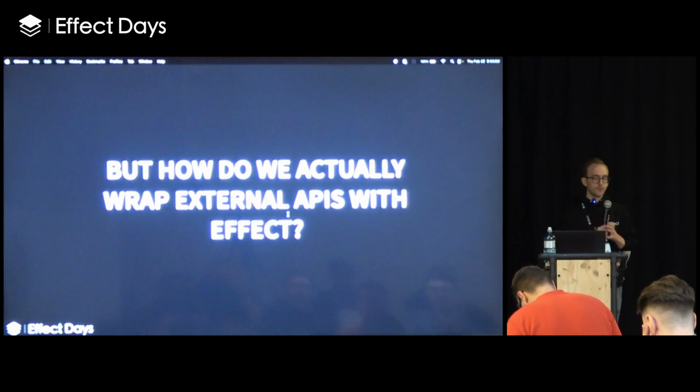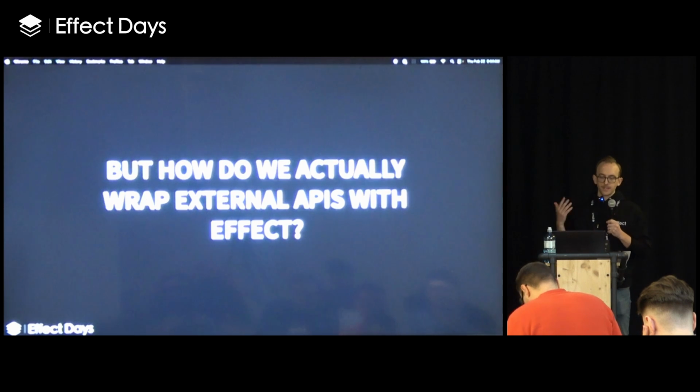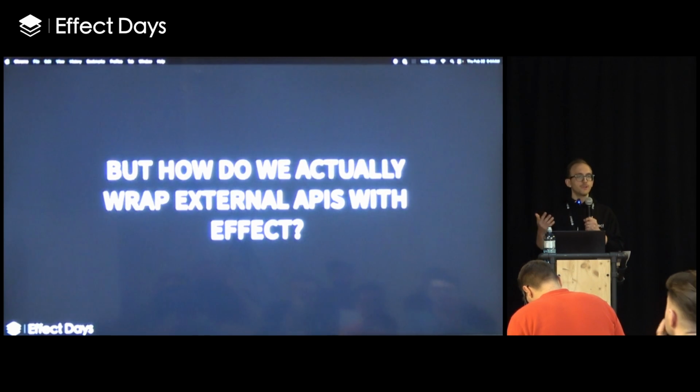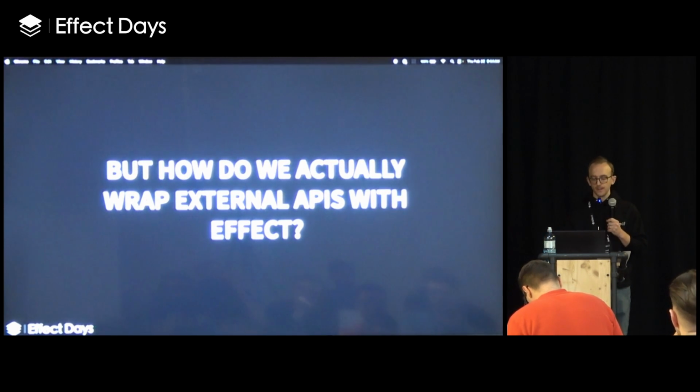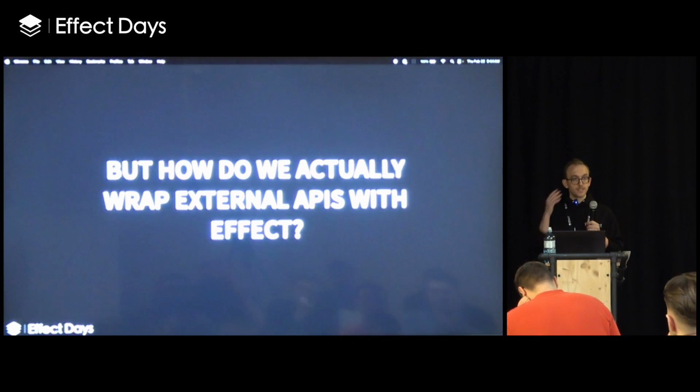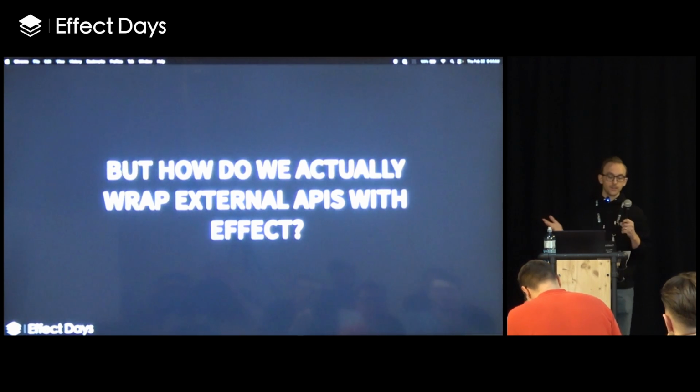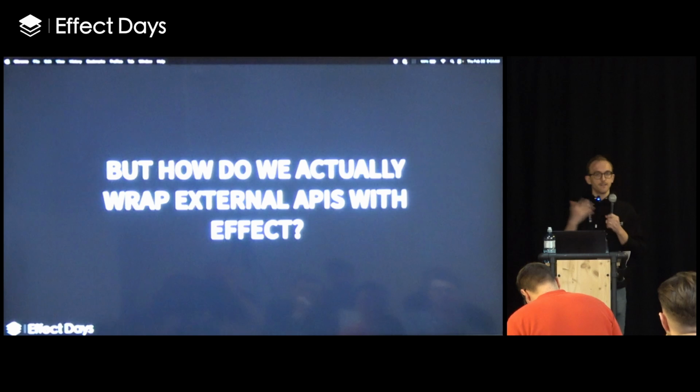But the question still is, we want to integrate with these external APIs. How do we actually go about doing this? What's the approach? What's the decision matrix? How do we actually go about integrating with these clients? Because we get these questions a lot in Discord. Oh, I want to use X library, but I don't really know how to wrap it with Effect.